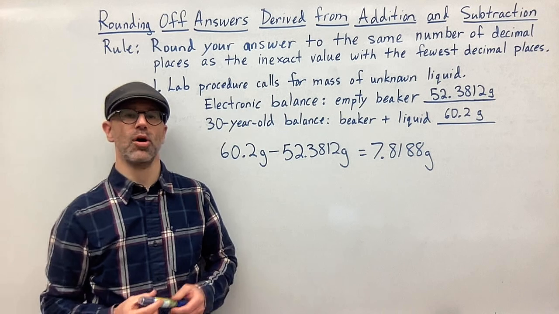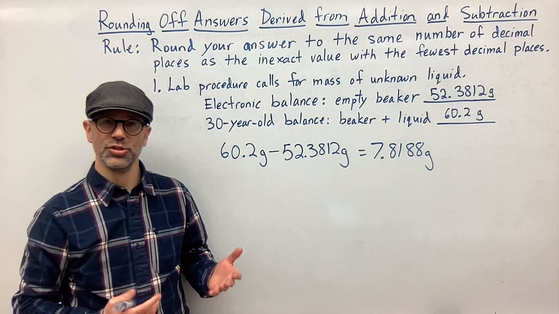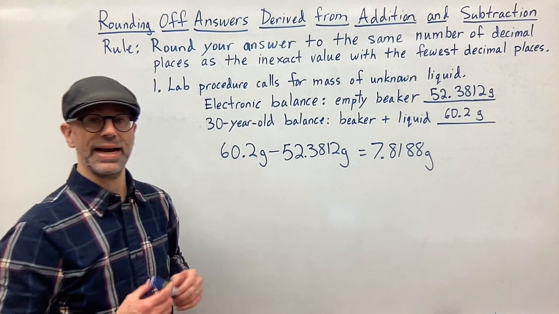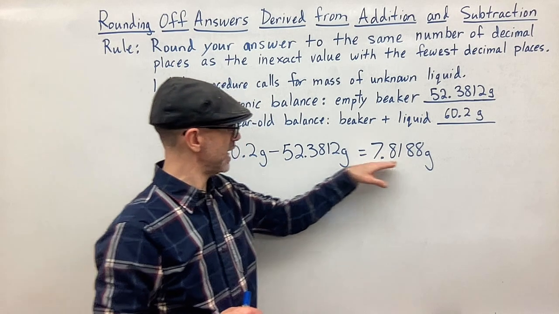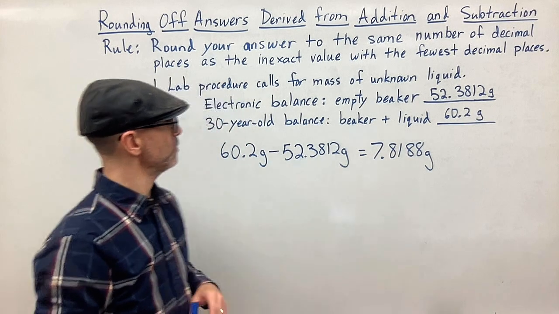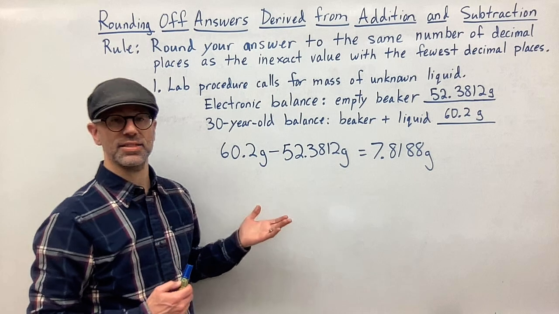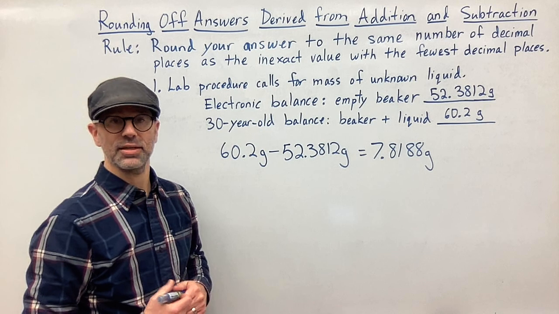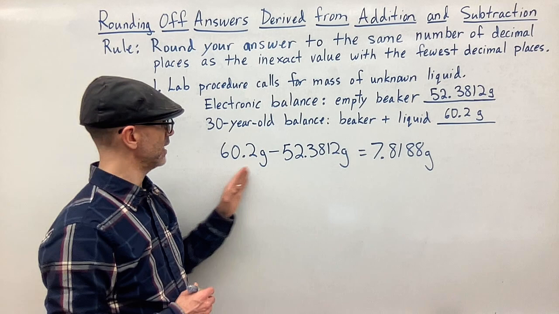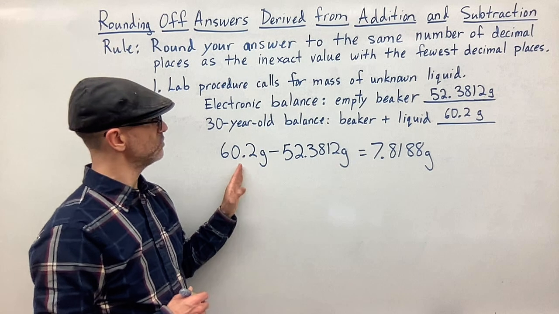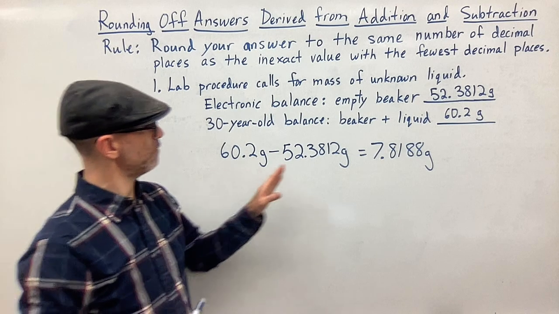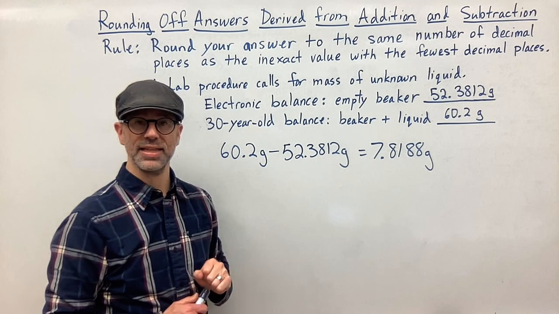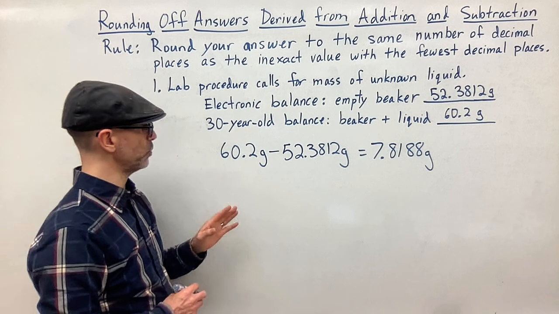But can we keep all of those digits? The answer is no. We have to pay attention to the rule. The rule, again, is that the number of decimal places we have here should be the same as the fewest decimal places in the inexact measurements. So we look at our inexact measurements, and whichever one has the fewest decimal places, our answer is going to have the same number. So let's look at decimal places.